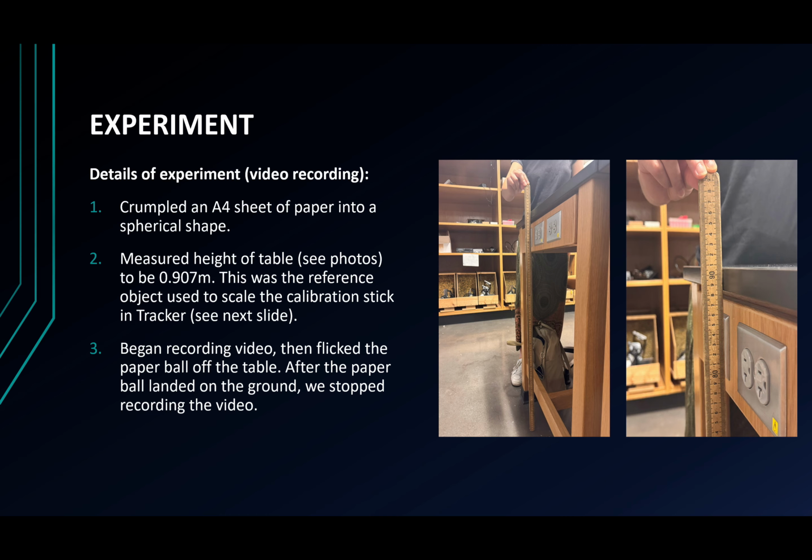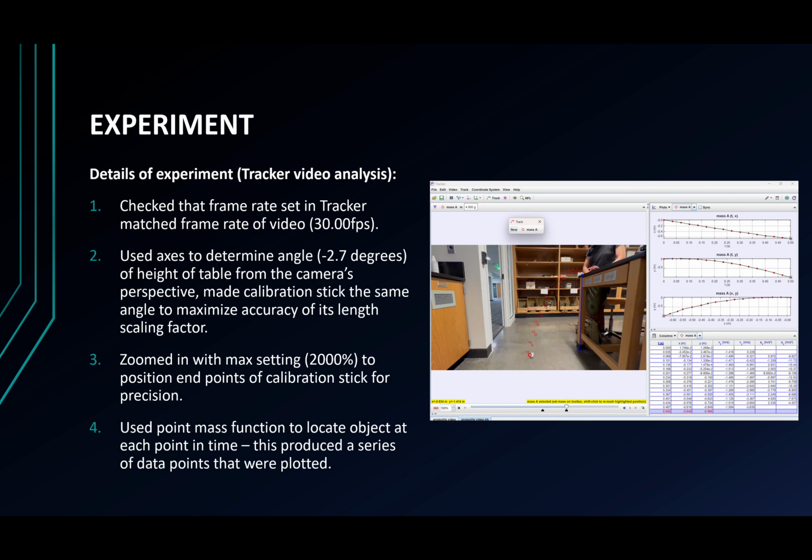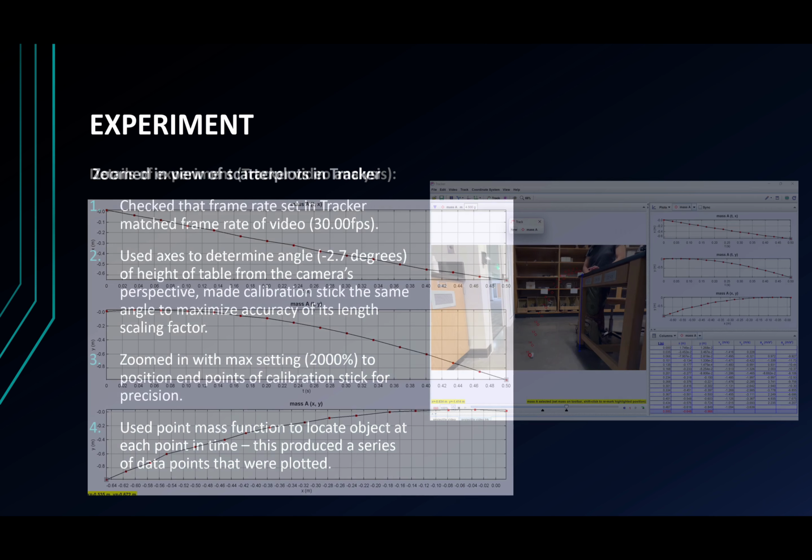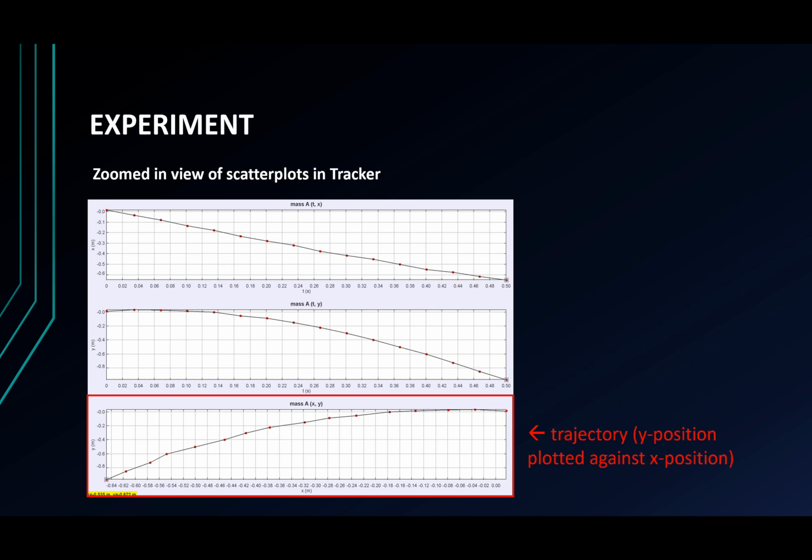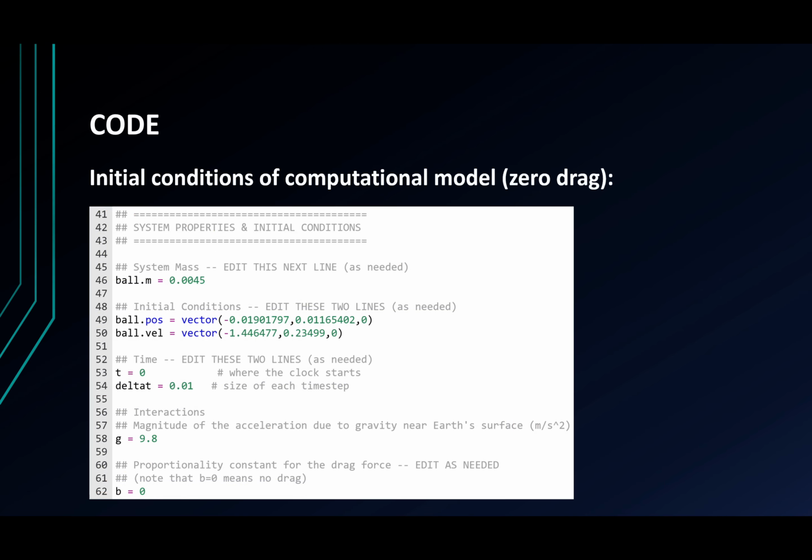We began recording the video, then flicked the paper ball off the table, and stopped the video after the ball landed on the ground. To extract motion data from the video, I used the point mass function in Tracker to locate the paper ball at each point in time. This produced a series of data points that were plotted as follows. We will pay attention to the trajectory, which plots the y position against the x position.